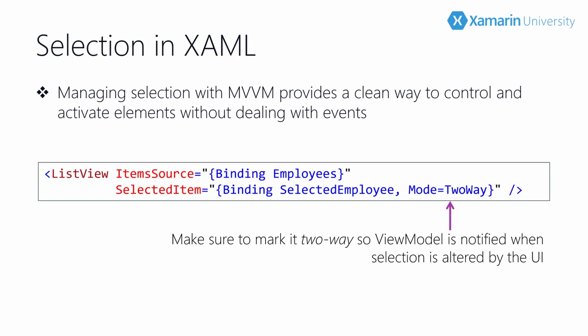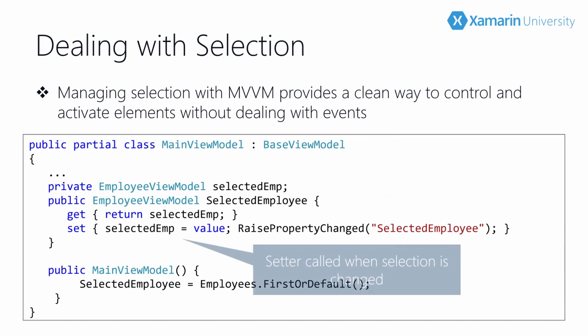This means that when the list view changes the selection due to a tap from the user, the property will be changed in the view model. And if the view model changes the property value, then the selection state of the list view will be altered. Let's look at the implementation of the property.